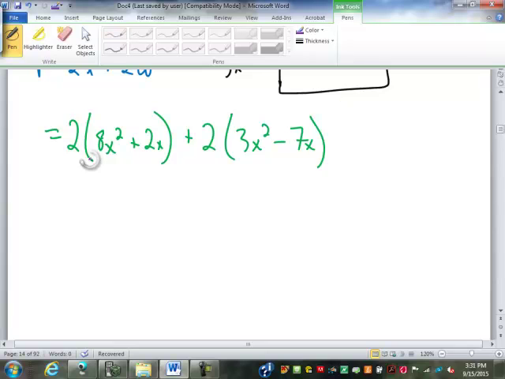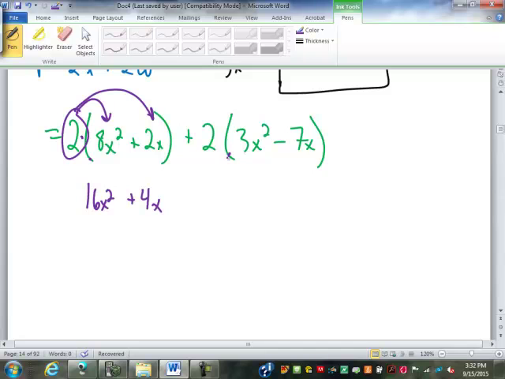So going left to right, this parentheses, is there anything that needs to be done inside that parentheses? No. Anything needs to be done to that parentheses? Yes, multiplying by 2. So 2 times 8x squared, 16x squared. 2 times 2x, 4x. Good. Now over to this parentheses.